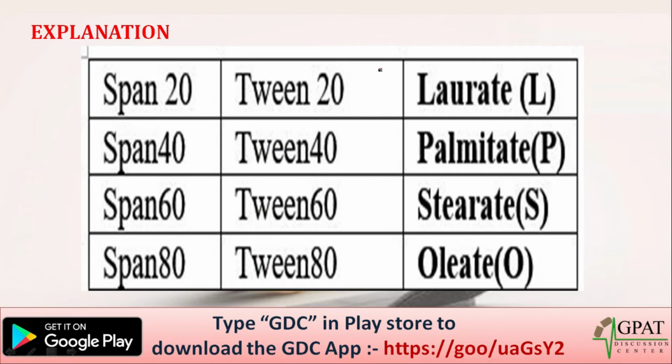Here we have a trick to learn this: Span 20 and Tween 20 are laurate, Span 40 and Tween 40 are palmitate, Span 60 and Tween 60 are stearate, and Span 80 and Tween 80 are oleate. So the trick is LPSO.